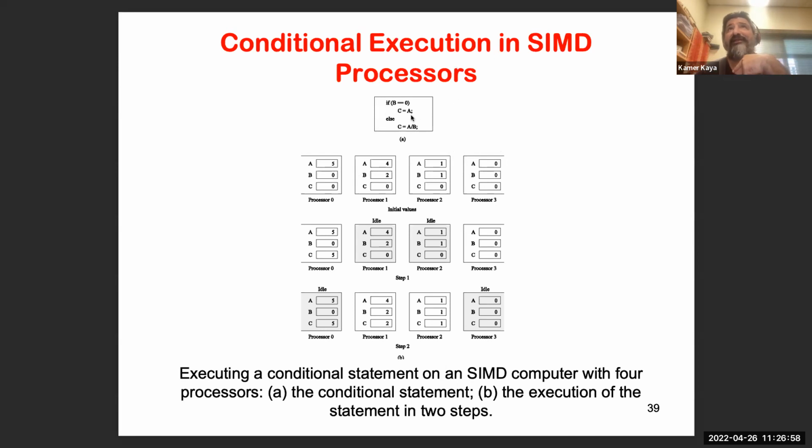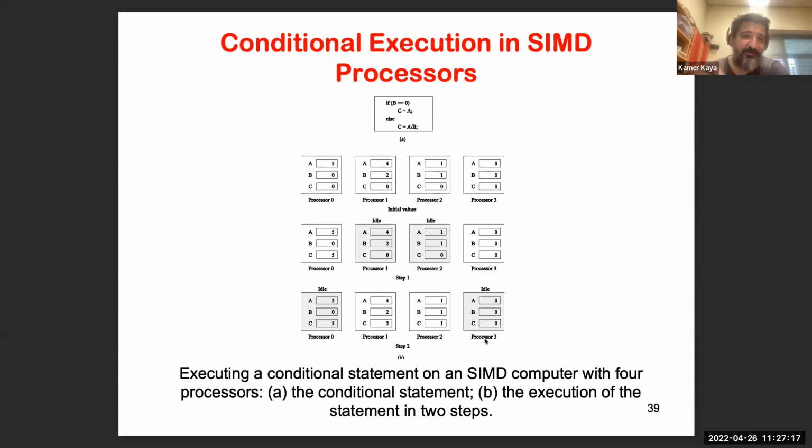In the else part, processor 0 and processor 3 will wait. So processor 1 and processor 2 will work. Well, they will not add, they will divide A by B, sorry. So C will be 2 here, 1 here. And after that, you are done.